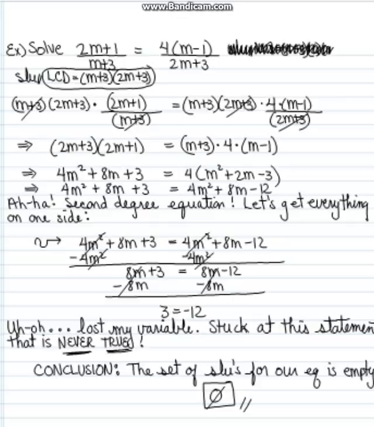Had we been stuck at a statement that was always true, like 3 equals 3, our conclusion would have been the opposite. The set of solutions for our equation would have been all real numbers. In this case, since 3 equals negative 12 is never true, the answer was no solutions.